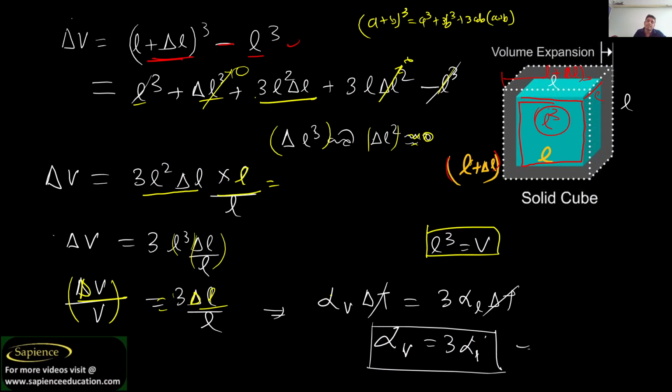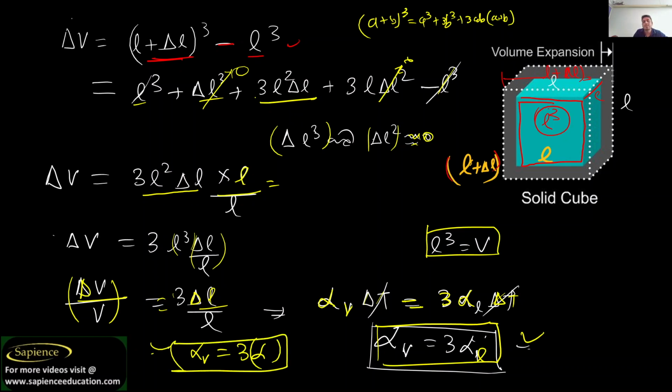Now remember the same thing, change in volume by original volume is equal to coefficient of volume expansion into change in temperature, that is equal to 3 into alpha L into delta T, right? And this has got cancelled, so finally you have got the relation alpha V is equal to 3 into alpha linear expansion. So alpha volumetric expansion is equal to 3 times linear expansion. So this is the final formula.